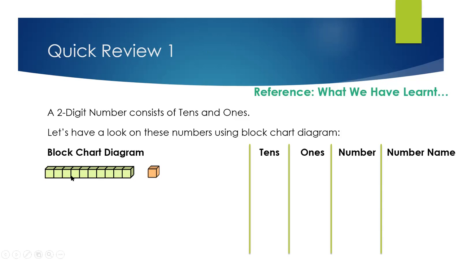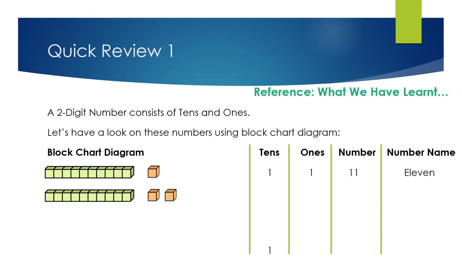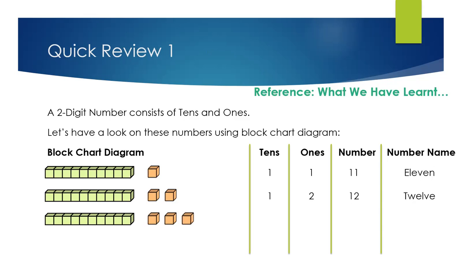This block represents a tens, a complete tens, and here is a block that is representing ones. So how many tens are there? There is 1 tens and 1 ones, so the number would be 11, written in words as eleven. Now next, similarly here we have 1 tens and 2 ones forming the number 12, and same in the words. Now here is 13, 1 tens and 3 ones, the number is 13, and here is the number name.